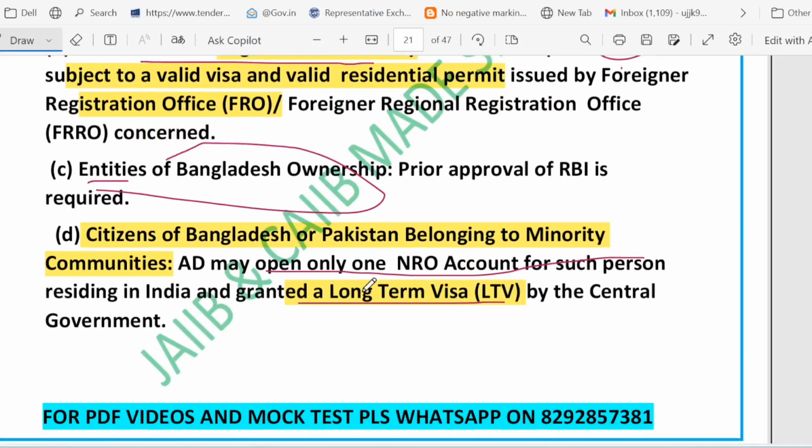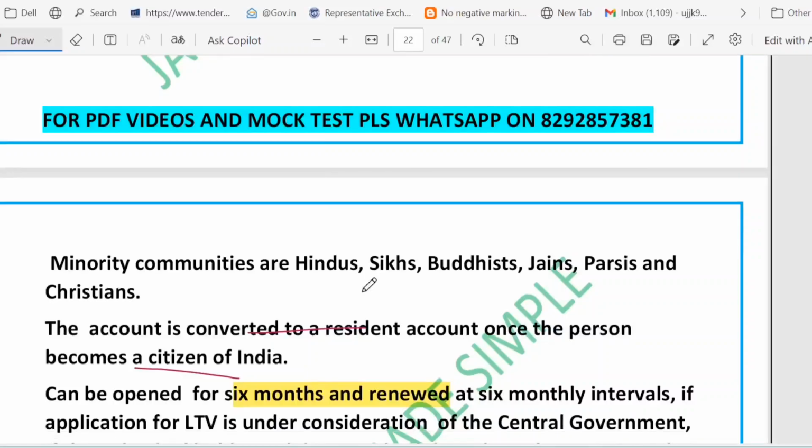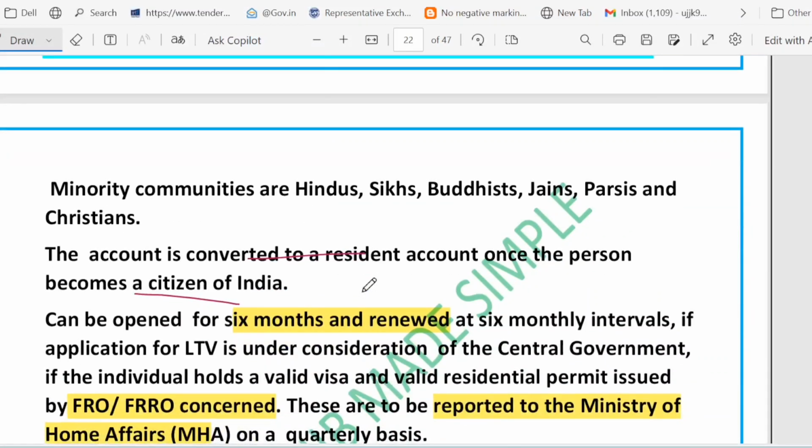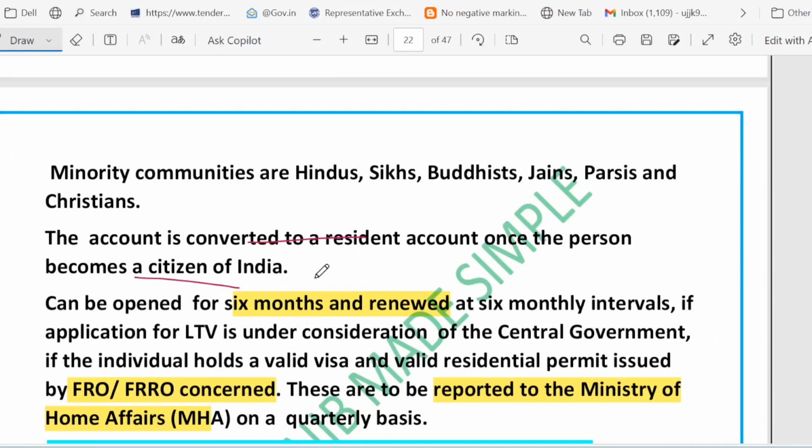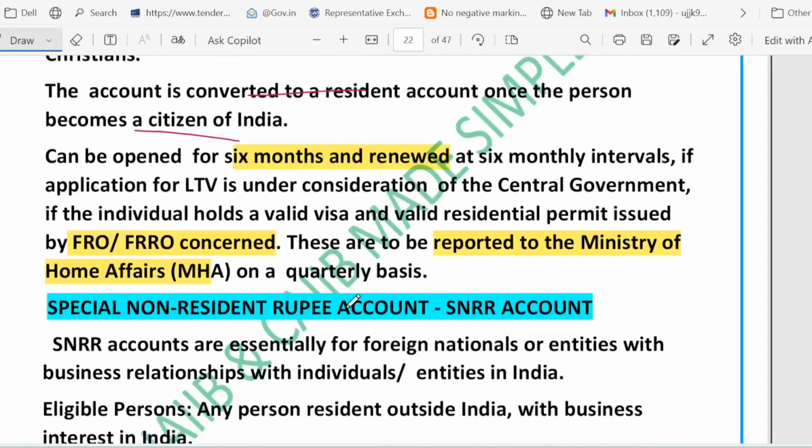Then we talk about the minority community. I told you that Hindu, Sikh, Buddhist, Jain, Parsis, Christian from Bangladesh or Pakistan with the proper LTV granted, right? So only one NRO can be opened and converted to resident account on Indian citizenship. Then I told you about the temporary rule for pending LTV. So for pending LTV, account can be opened for 6 months only and it should be renewable after every 6 months while LTV is pending. So I hope this answers your question.